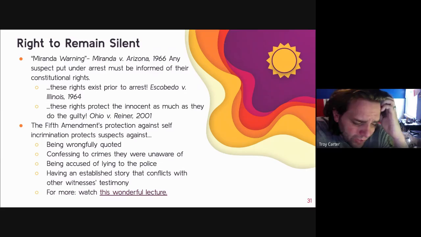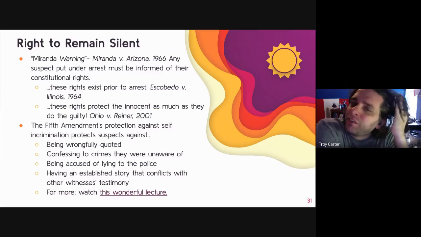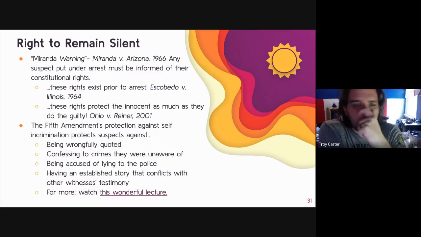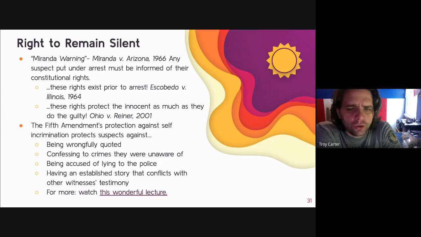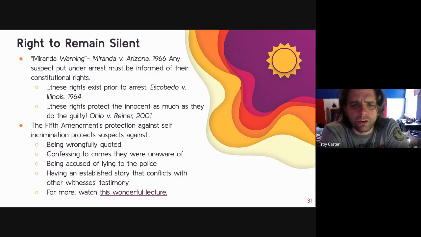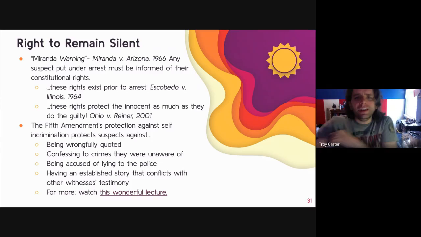It's worth noting that the case of Miranda versus Arizona did nothing to expand the rights of the criminally accused. And by definition, the Miranda rights are not new rights. What it is, is a warning to people who are being put under arrest of the rights that they already had. It is letting them know what their constitutional protections are.